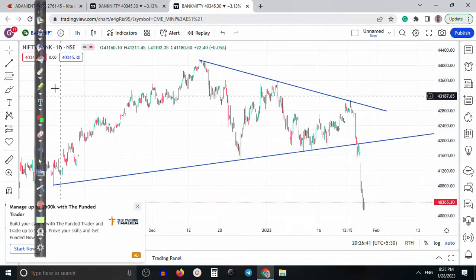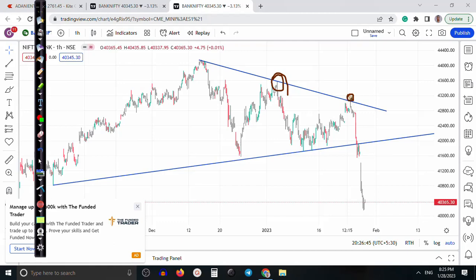So as I said, we catch the market exactly here and exactly here. We catch the market exactly here and exactly here. So in that case, let me explain first the rubber band man.